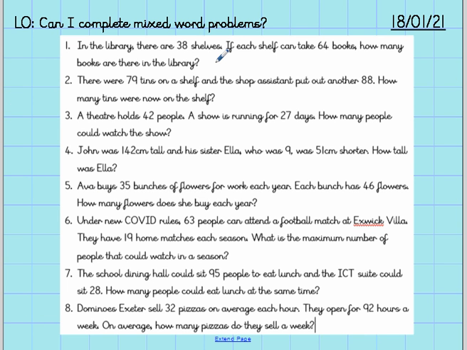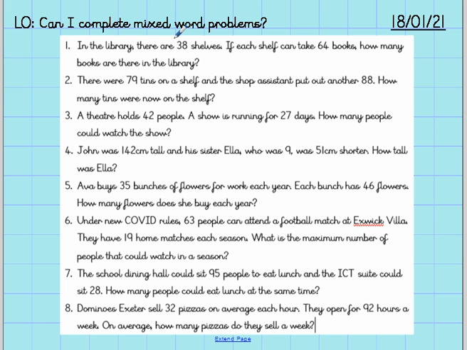Then your questions that are posted onto Class Dojo, to have a go at. And what I suggested was that for each of these, you go through to start with and decide whether they are addition, subtraction, or multiplication. So let's have a look at the first one together.